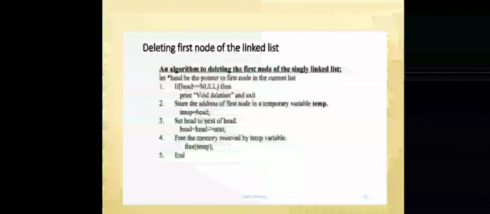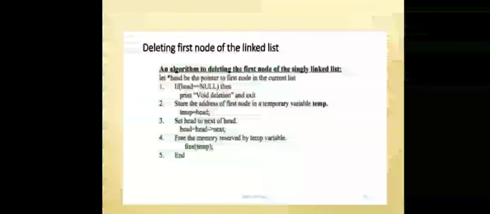Then we have to set head to be the head of next. Then free that node, which will be stored temporarily in the availability list. Then we have to end. Next, we are going to delete a node at the end in a given list.